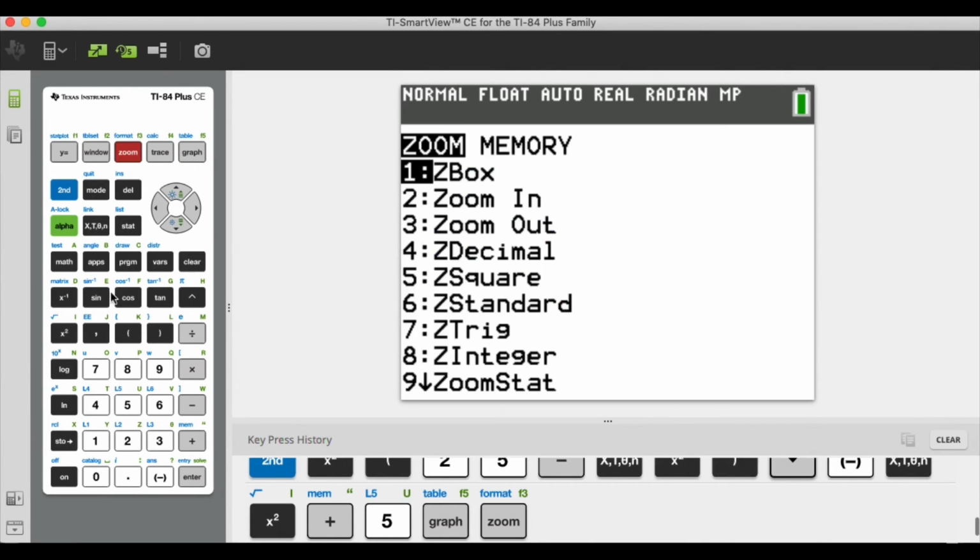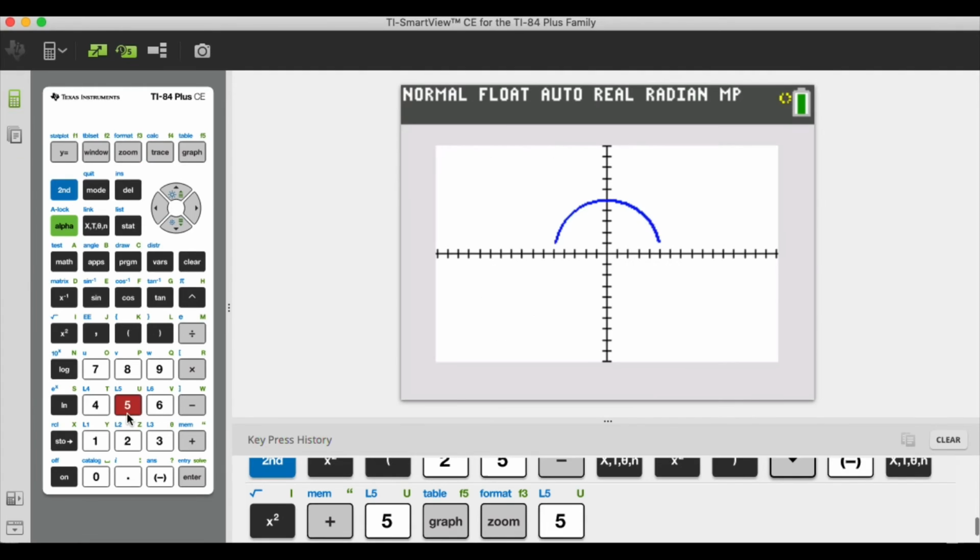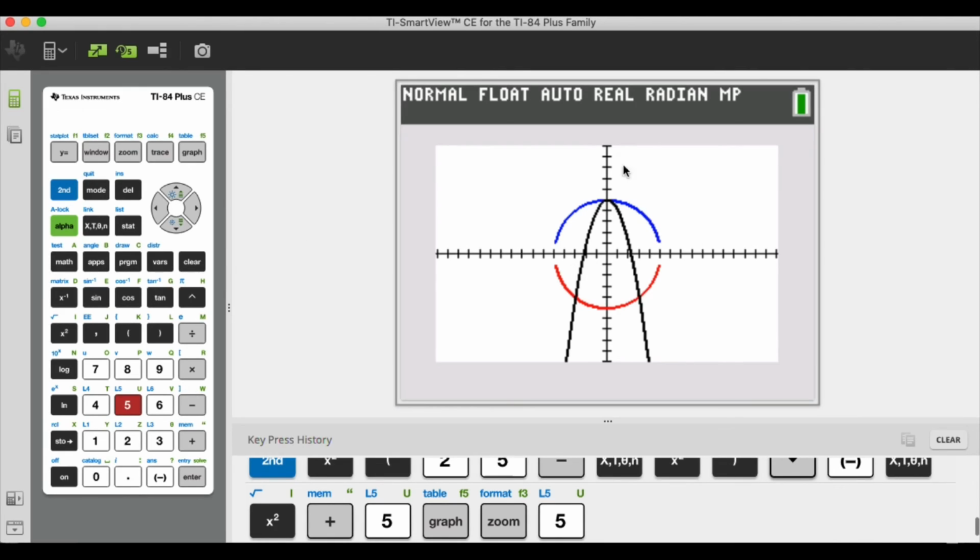Now I'm just going to hit zoom, and then 5, to square everything off, and notice that we have a circle and a parabola. The original one looked more like an ellipse because the units on both axes were slightly different. So you just hit zoom 5 and it squares everything off so you can tell what kind of shapes you have. So I have a circle, and then I have my parabola here.